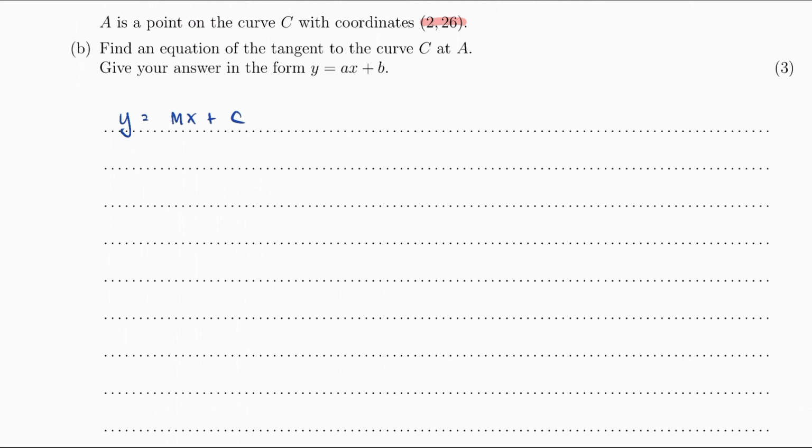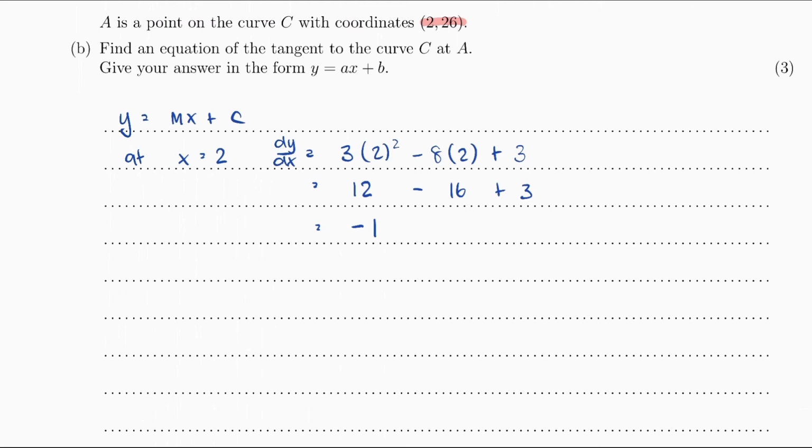So the gradient of the tangent to the curve can be calculated by substituting x equals 2 into dy/dx. So at x equals 2, dy/dx is equal to 3 multiplied by 2 squared minus 8 multiplied by 2 plus 3. 3 times 2 squared is 3 times 4, which is 12, minus 8 times 2, which is 16, and we add on 3. So the value of dy/dx at x equals 2 is negative 1. So this is the gradient of our straight line.